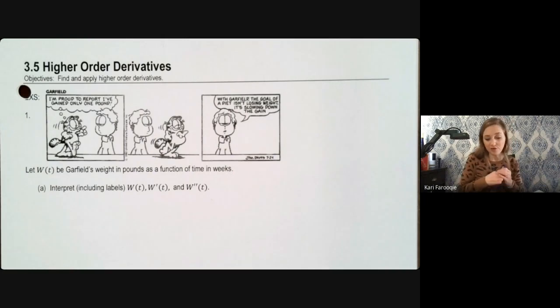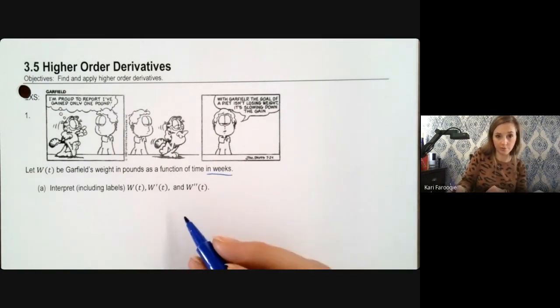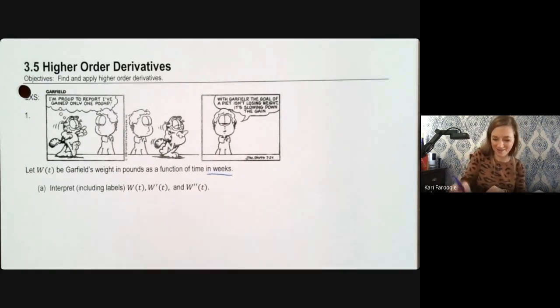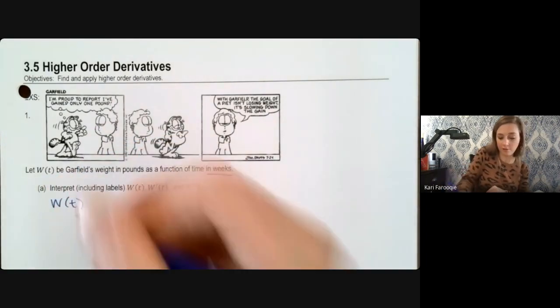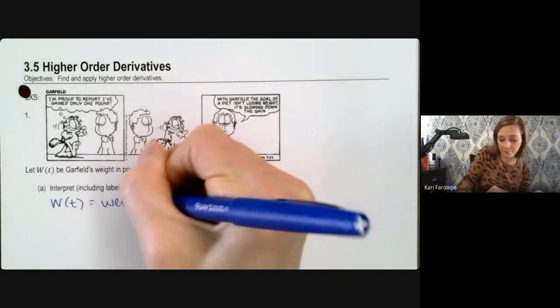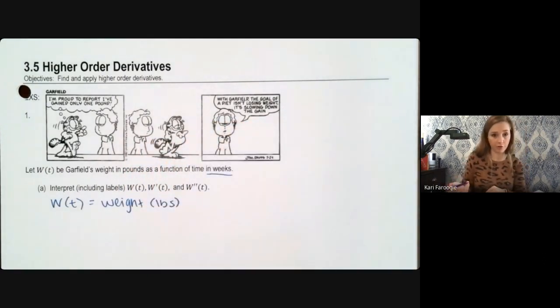If we let W of t be Garfield's weight in pounds as a function of time in weeks, we're going to interpret some of these labels. So W of t is the weight in pounds. So we're going to interpret W prime and W double prime. That's hard to say. W of t would just be his weight. Now, for the unit, that would just be pounds. So W of t is the weight that you were given.